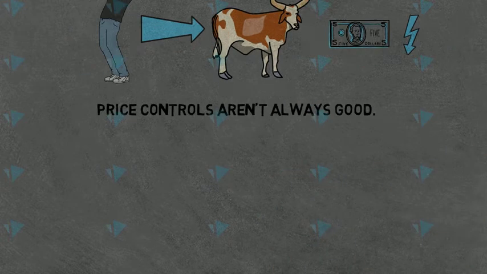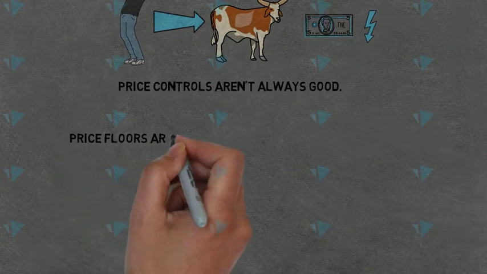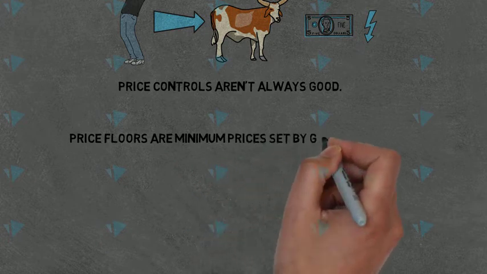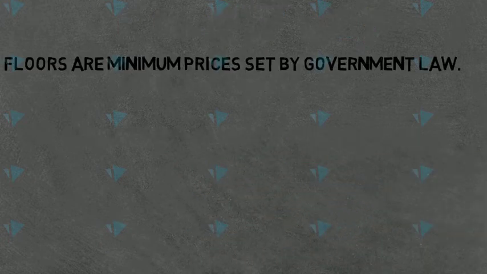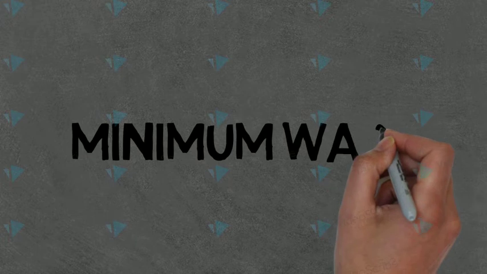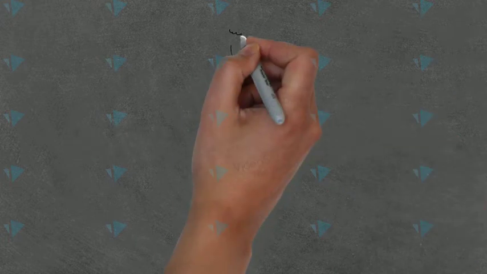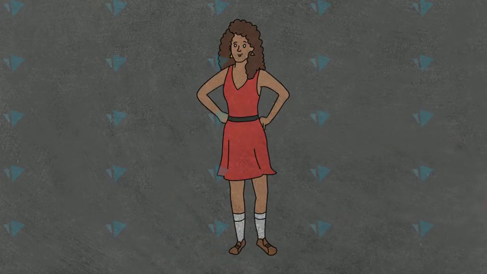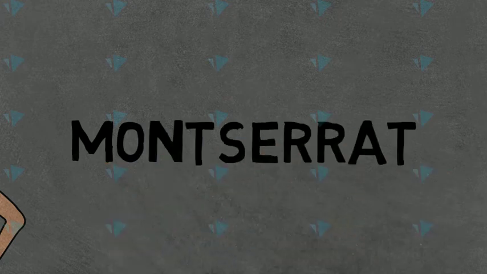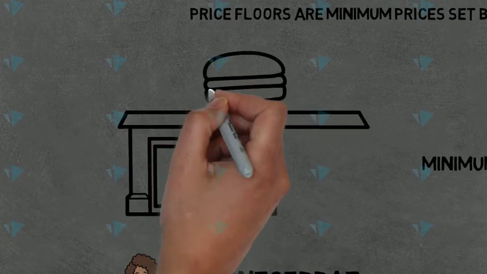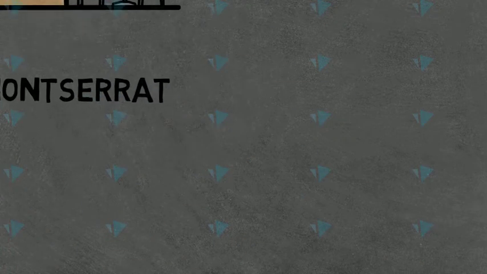So the next thing I want to talk about are price floors, which are a minimum price set by government law. The most common example of this is the minimum wage. For example of this, we have Montserrat here. She is looking to get hired at a burger joint in California.